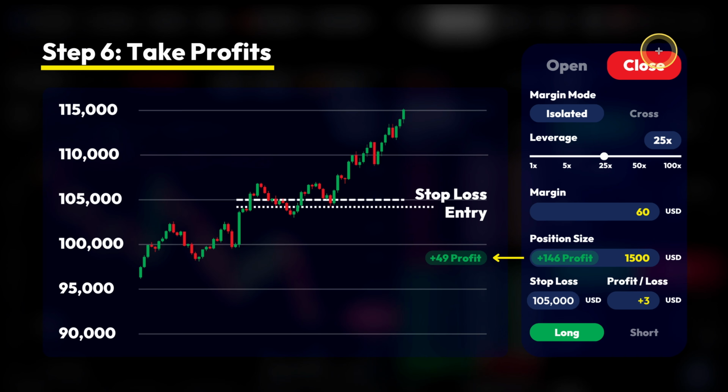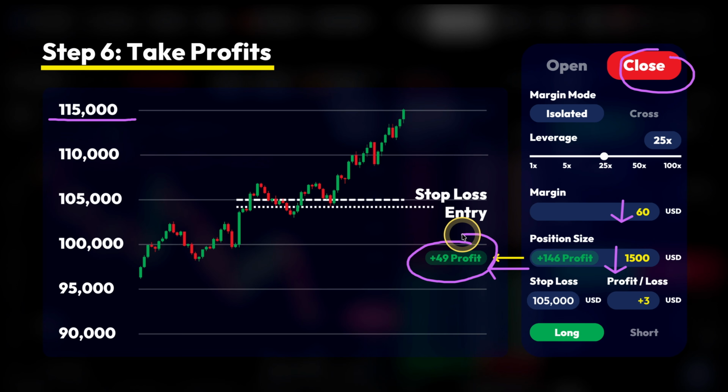We can easily do this by going here to close and then, for example, taking out a quarter of this trade. This means our margin gets reduced from $80 to $60, the position size from 2,000 down to 1,500, and from a total profit of $200 in this case, where the price is already at $115,000, we take up 25% of the profits, which is around about $50 of profit that are already secured in this case.